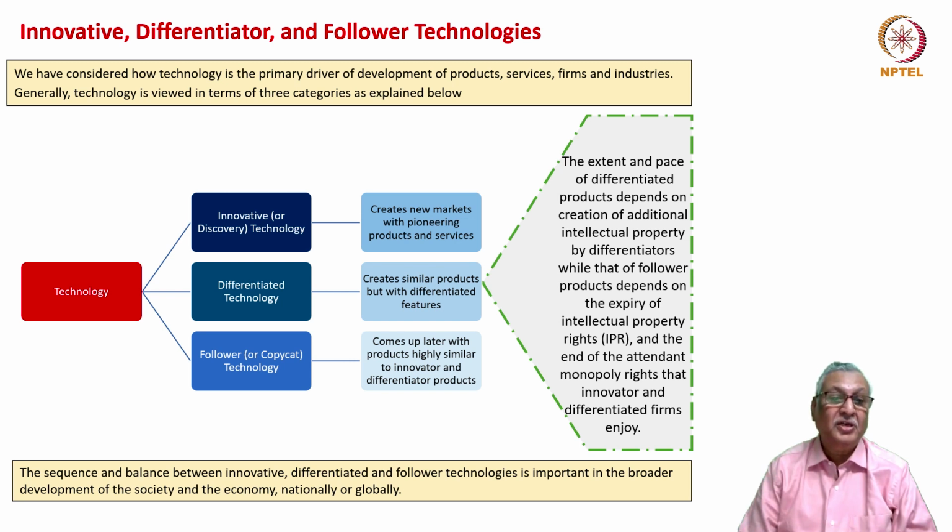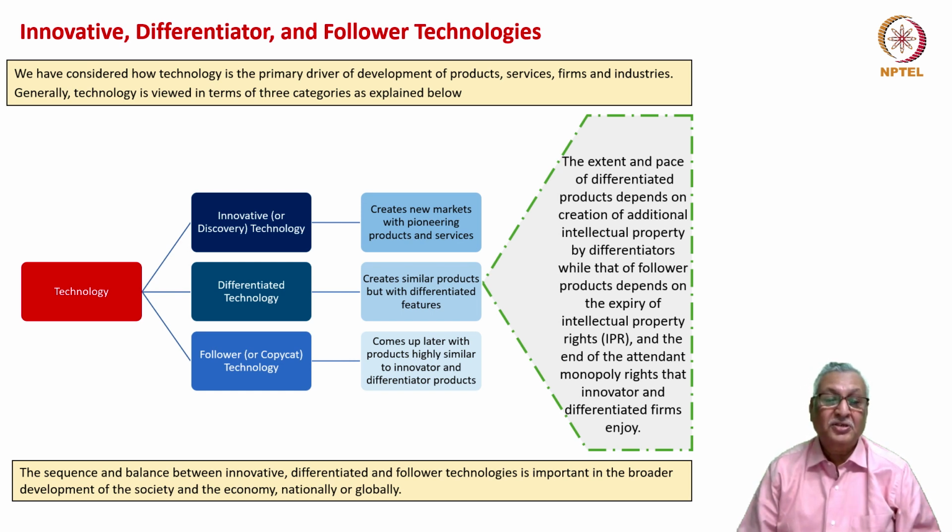Technology has these three categories as I mentioned. Innovative or discovery technology. This is the fundamental research. It creates new markets with pioneering products and services. Second is the differentiated technology. It follows the path set by the innovator but creates similar products having differentiated features.